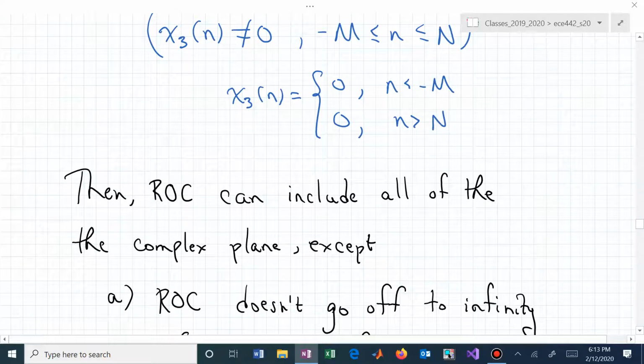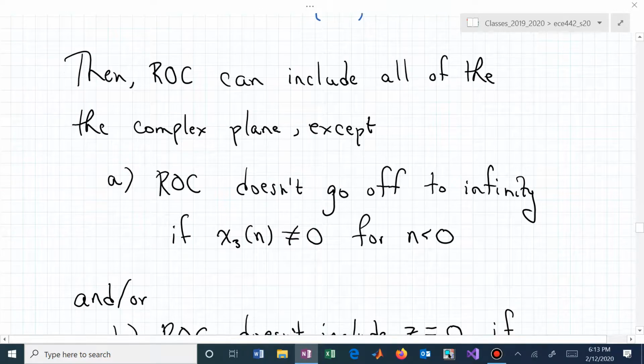Then the region of convergence can include all of the complex plane except, we know the region of convergence doesn't go off to infinity if we have some non-zero sequence terms to the left of the origin. Otherwise the series would blow up because we would have z terms in our finite series, z and z squared, z cubed. We can't let z go to infinity.